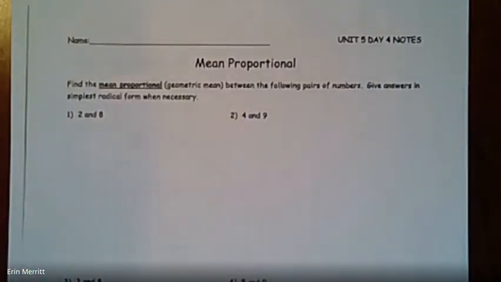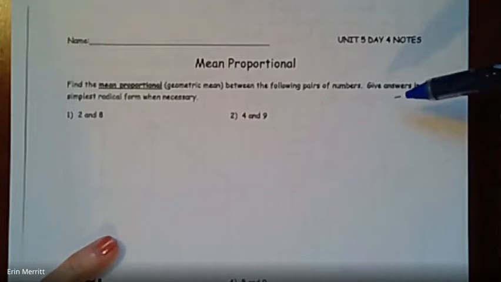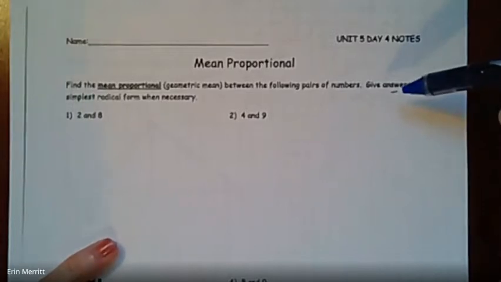Hello, geometry students. It's day 4 of Unit 5, and we're talking about something called the mean proportional. So the mean proportional, what that is talking about, when it says you have a geometric mean between two numbers, it's the number that creates a proportion and makes the parts equal.